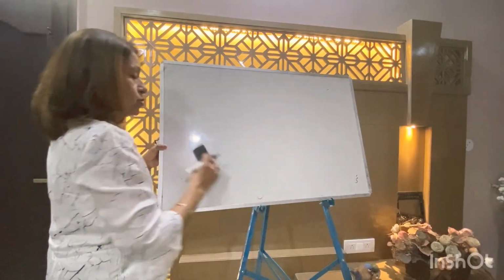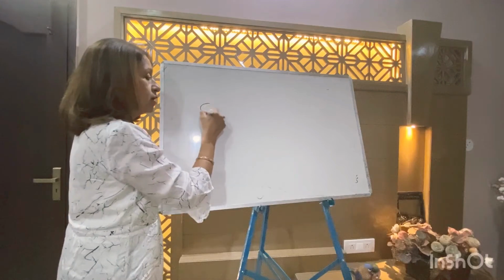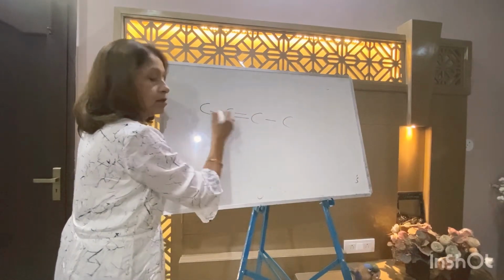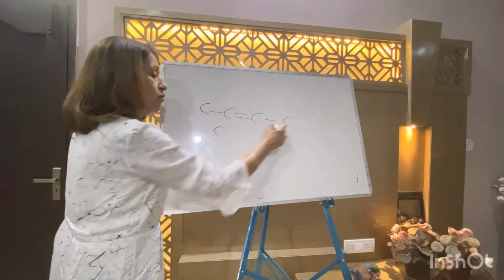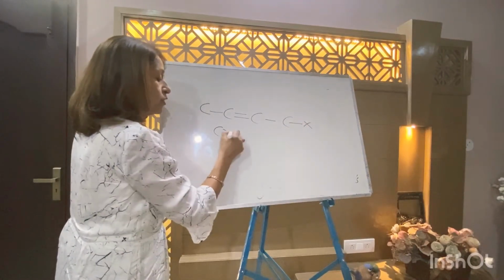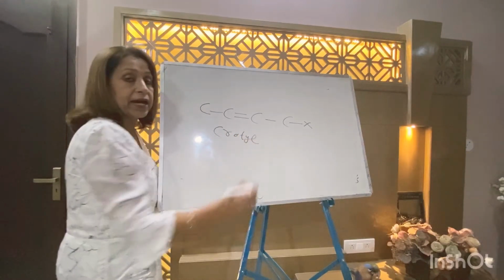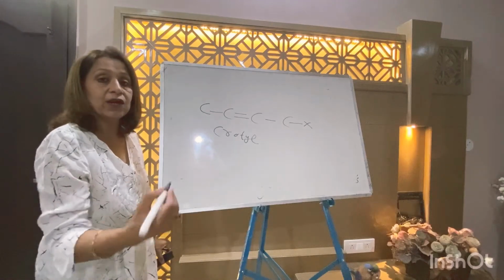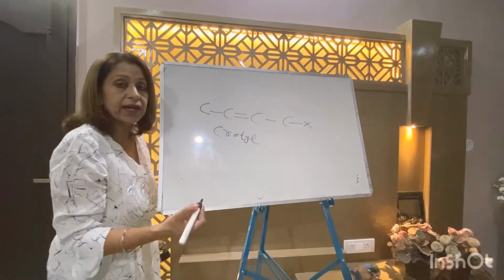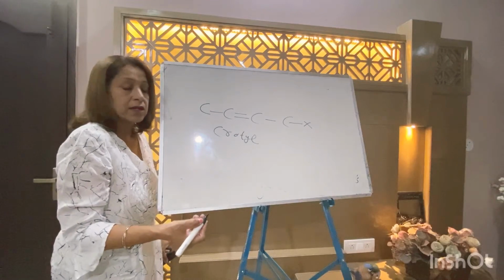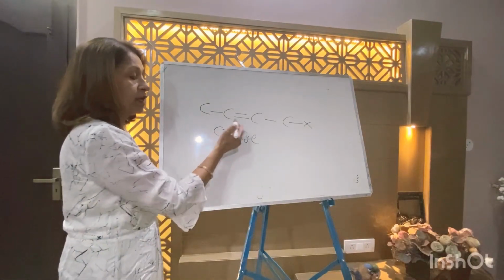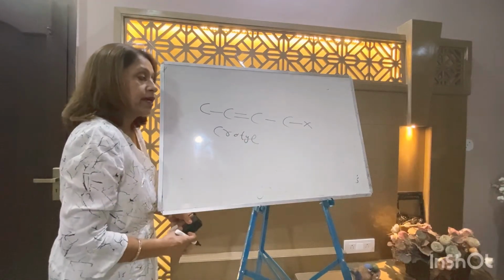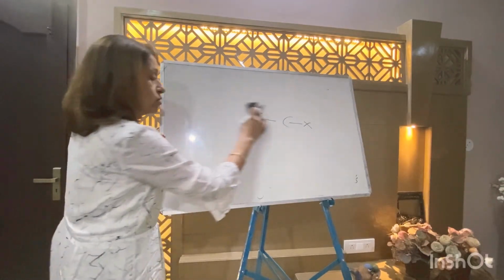Okay? So next, if there is a 4 carbon chain with a double bond at the center, and this is your functional group, it's a crotyl compound. Crotyl. It's not as important as vinyl, allyl, benzyl. It's a crotyl compound: 4 carbon, the carbon bearing the double bond in the middle, and this carbon carrying halogen or any other functional group.